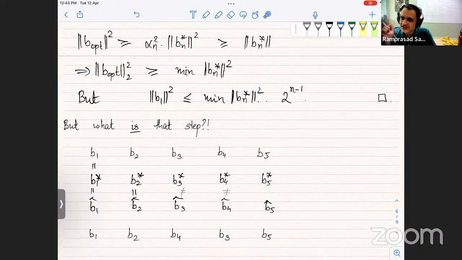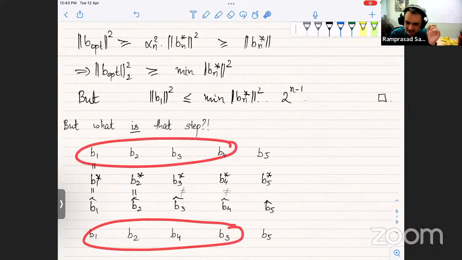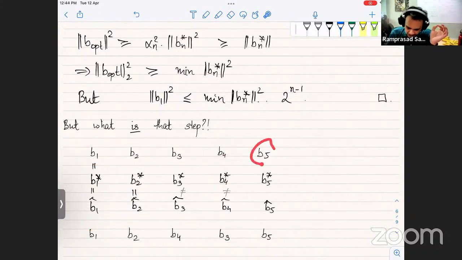But here comes back the observation. What exactly is this geometrically? B5 star is nothing but the orthogonal component of B5 in the space you have so far. The space you have so far, whether you're looking at this or this, is the same. And the vector you have currently, whether you're looking at order 1 or order 2, is also the same. And therefore, the component will also be the same. The expression looks different, but you actually end up computing the same vector. So it turns out this is also equal.